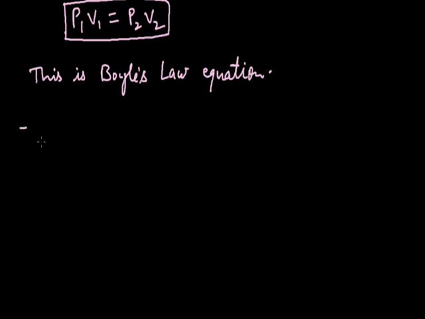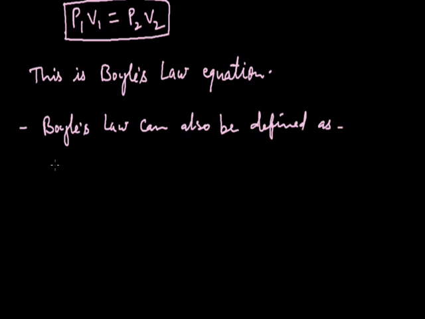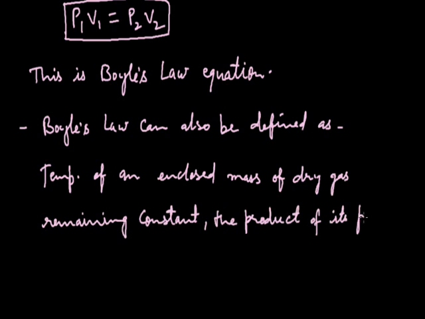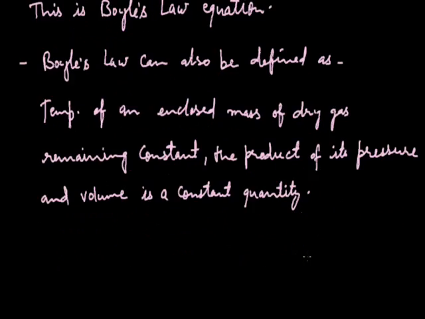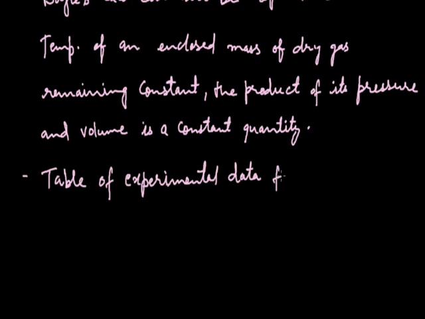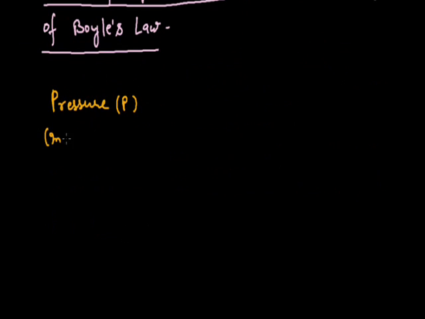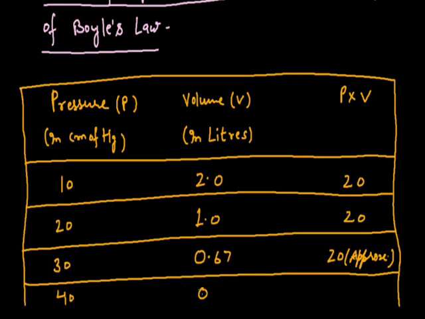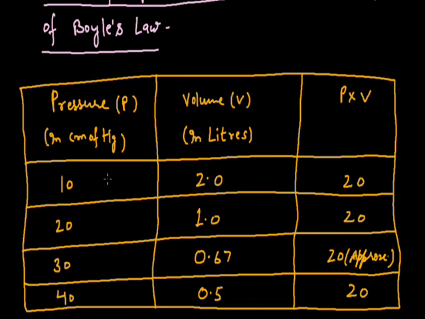From the above equation, Boyle's law can be defined as: temperature of an enclosed mass of dry gas remaining constant, the product of its pressure and volume is a constant quantity. Table of experimental data for the validity of Boyle's law. Here in the table, pressure and volume values are given and their product is given.